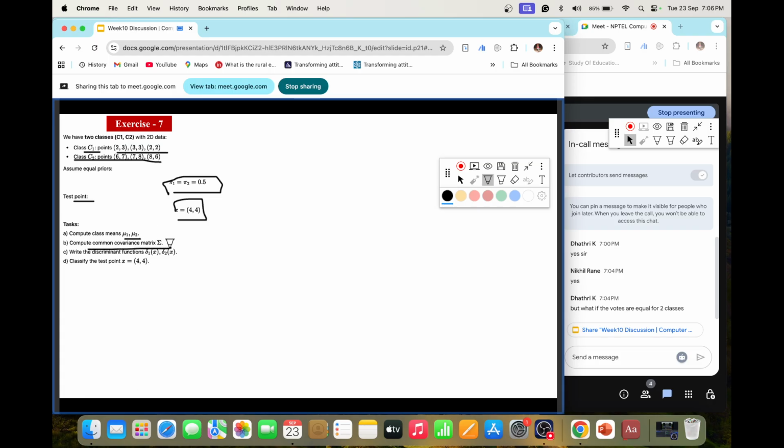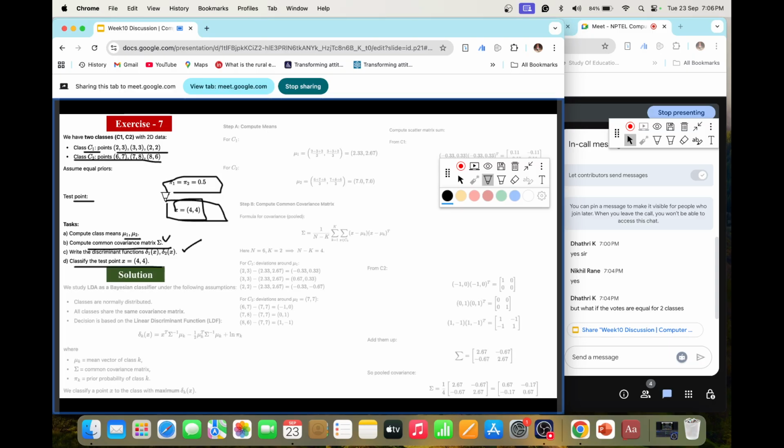Now we have to compute the common covariance, that is important. Then write the discriminant function, that is important. And fourth, classify this test point that has been given to us. Okay, so these are the 4 tasks that have been given.